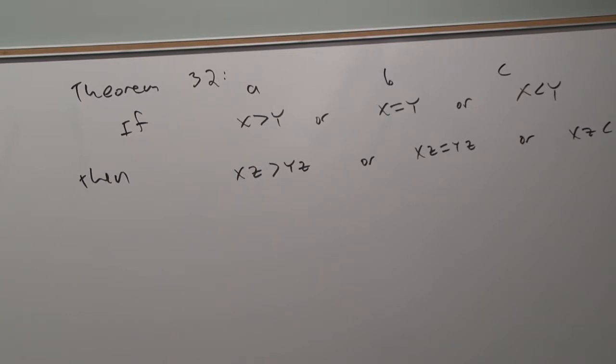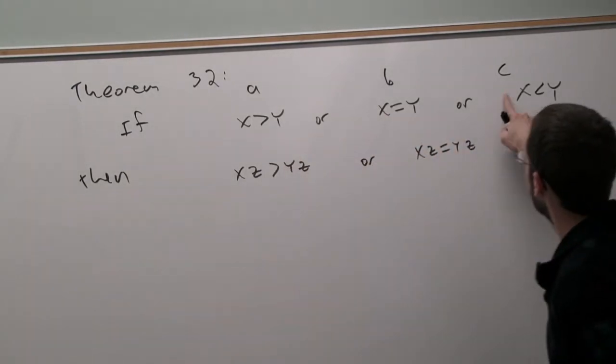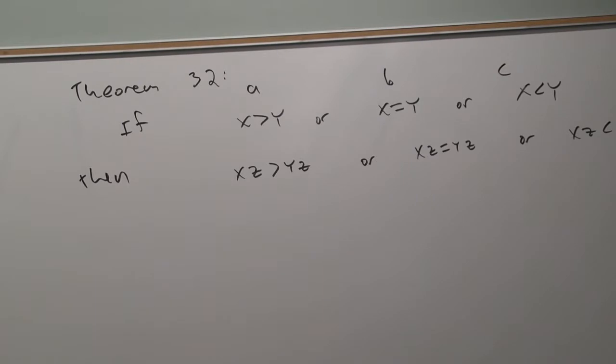These are the types of properties where you don't need anyone to prove it to you. They're pretty believable. So what we're going to do is prove B, and then we're going to prove A, and then part C will be a homework problem.